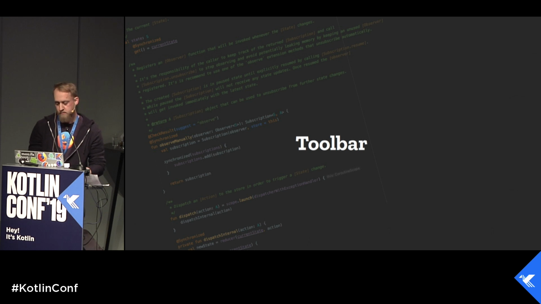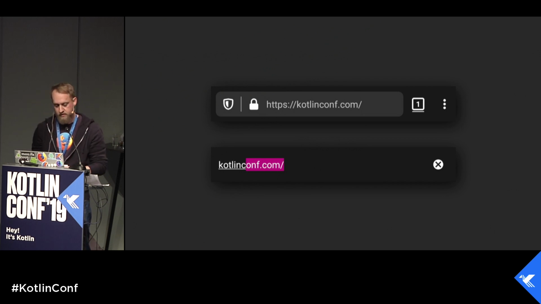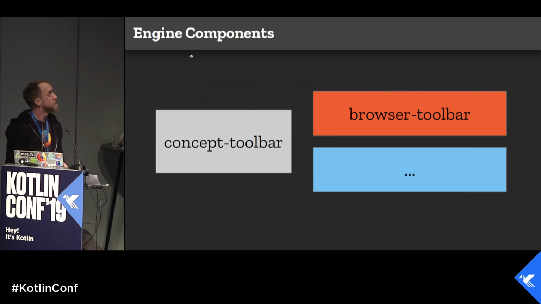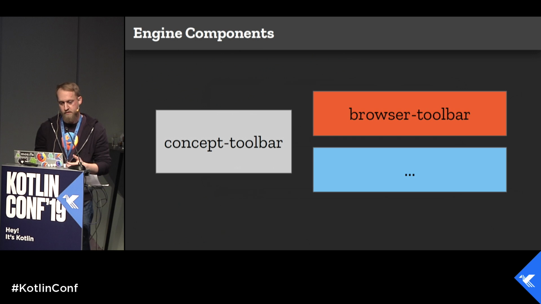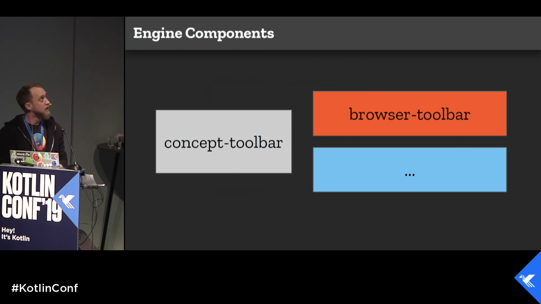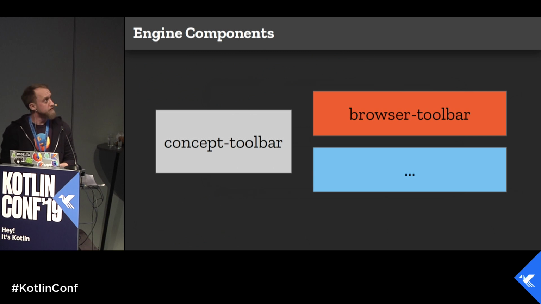Another important piece of a browser is the toolbar. It needs at least to allow you to edit the URL, and it also needs to display the URL of the current website. So it's a great candidate for a component. And we followed the same approach. We first defined a concept component that defines how we want to interact with the toolbar, with interfaces and data classes. And then we provided one implementation called browser toolbar, which can be configured to whatever you need.